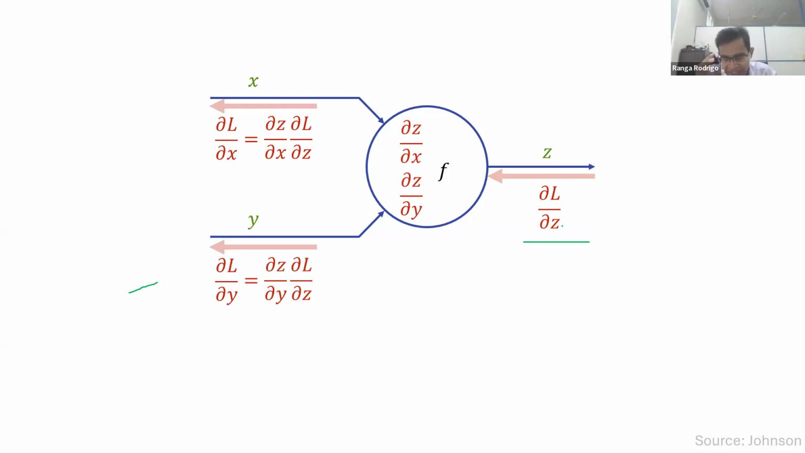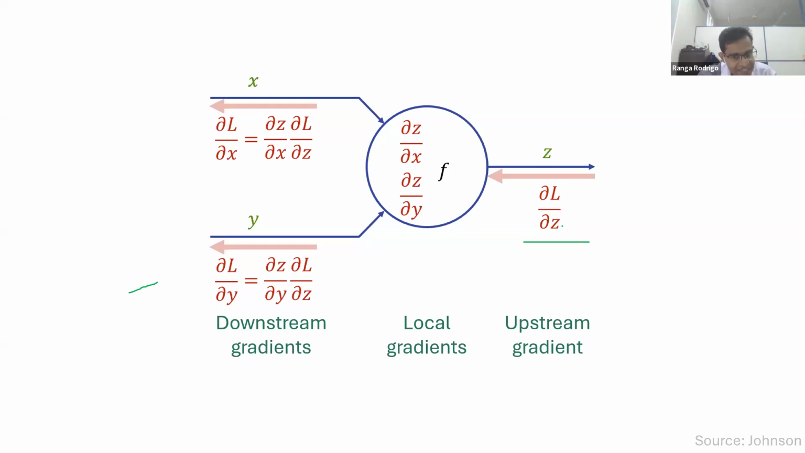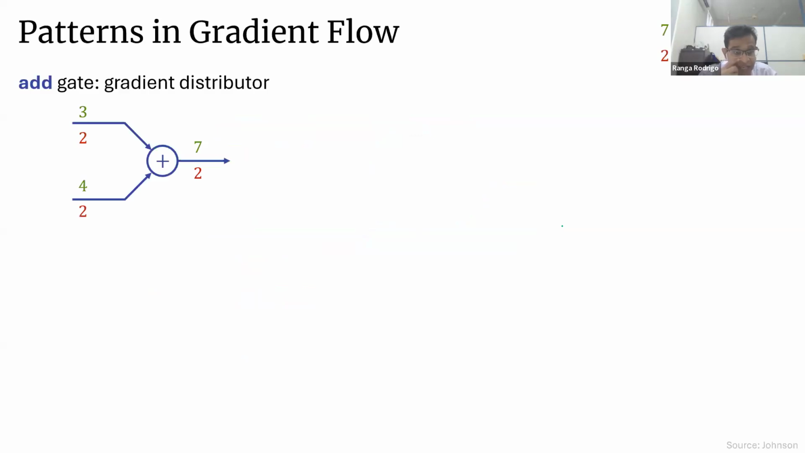So based on f, whether it's a multiply node or an addition node and so on, we can define these gradients. So downstream gradient, local gradient, upstream gradient. The downstream gradient is equal to the upstream gradient times the local gradient. So for example, the addition node. We saw that.